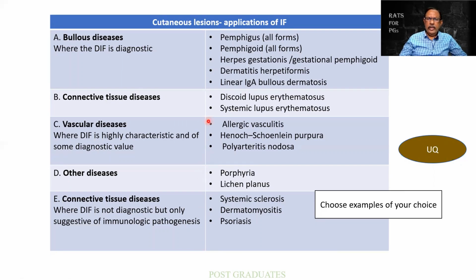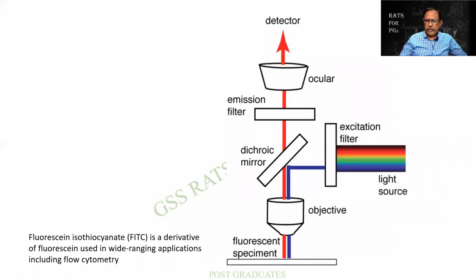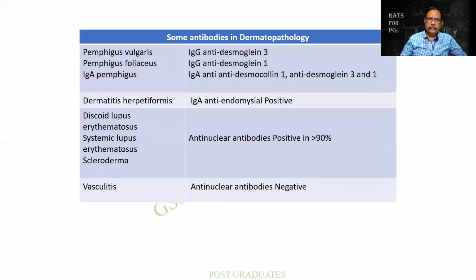And you need not give the entire list of examples. You can choose examples of your choice. And these are some of the antibodies which are used in dermatopathology. You can go through them and the conditions are given over here. Antinuclear antibodies, for example, are positive in 90% of the cases of SLE. And these are all the other antibodies used in other conditions.